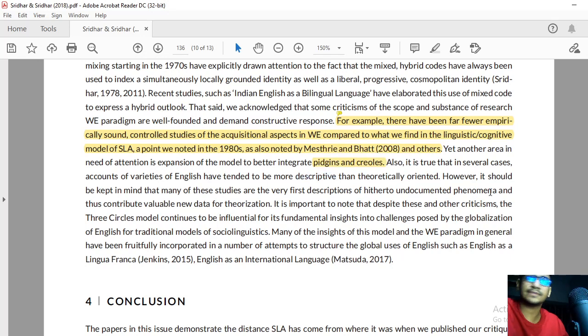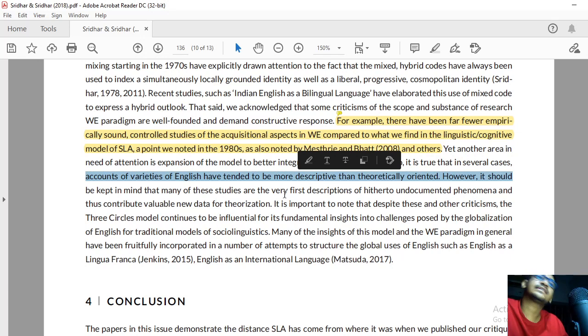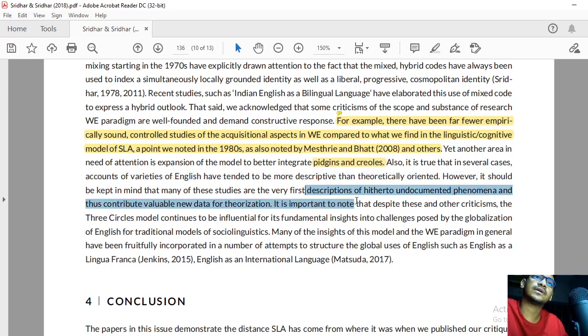However, it should be kept in mind that many of these studies are the very first descriptions of hitherto, meaning until now, undocumented phenomena, and thus contribute valuable new data for theorization. So as I said, it's not always the case that descriptive data is worse or inferior to theoretically oriented research, especially because these descriptions are the very first descriptions of hitherto undocumented phenomena.